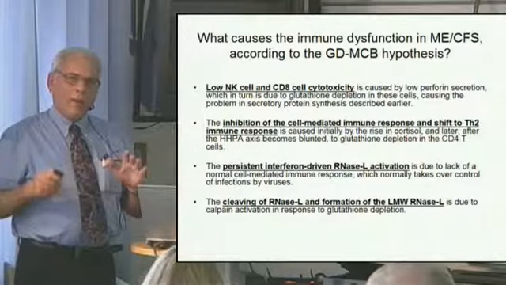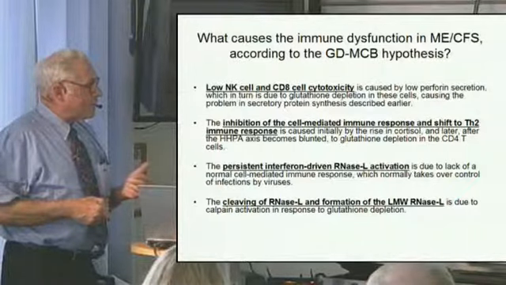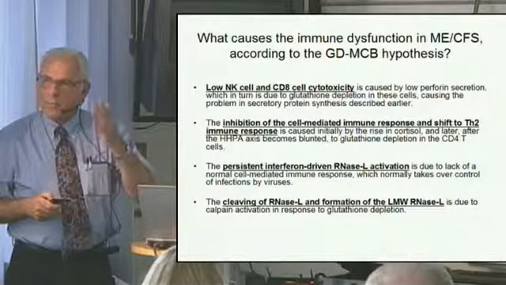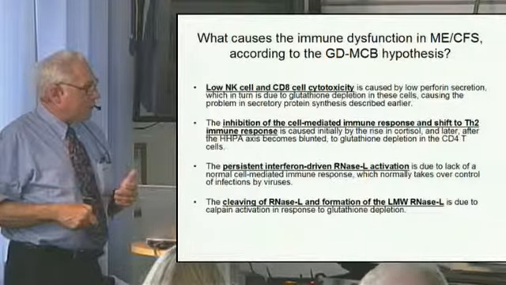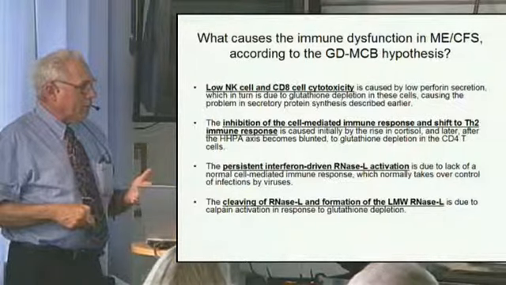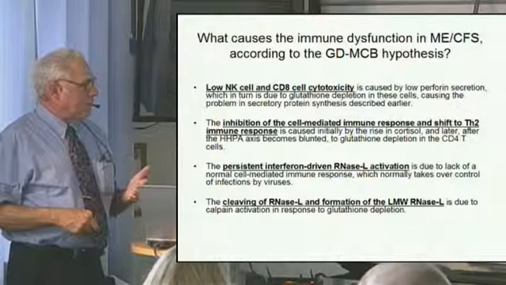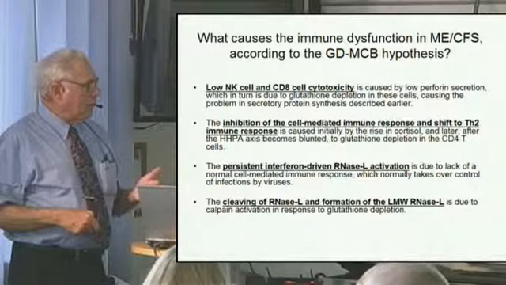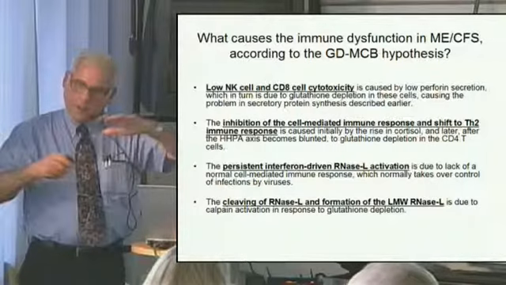Well, the cavalry never arrives in chronic fatigue syndrome, and so this stays activated. It keeps chewing up RNA, and then also the RNase L itself gets chopped up and forms a low molecular weight version of it, which is unregulated. That's due to activation of calpain, and that happens, again, because of glutathione depletion. So you can see these things just sort of avalanche on you, and they cause more and more troubles.